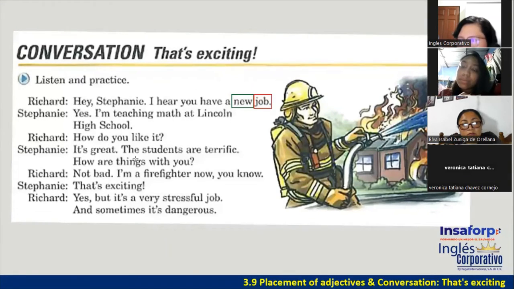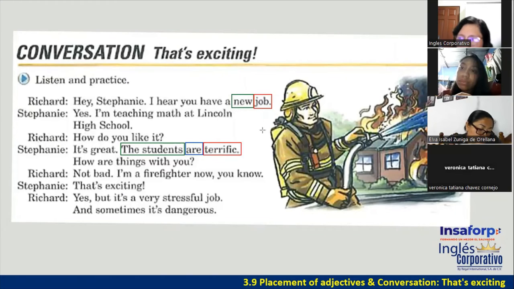Then it says, how do you like it? It's great. The students are terrific. So students, okay, let me go back here to the green color. The students, okay. Then we have another element that we include, which is are. Students are. And then I go back to red. Okay, terrific.